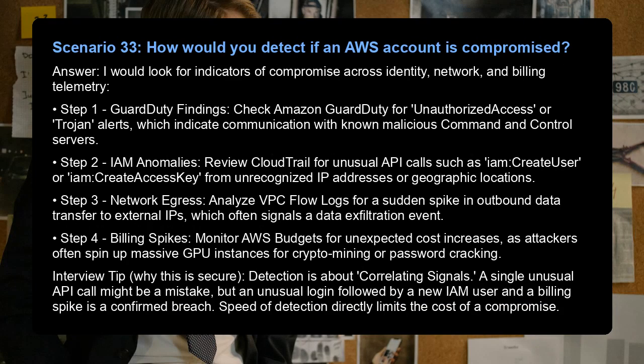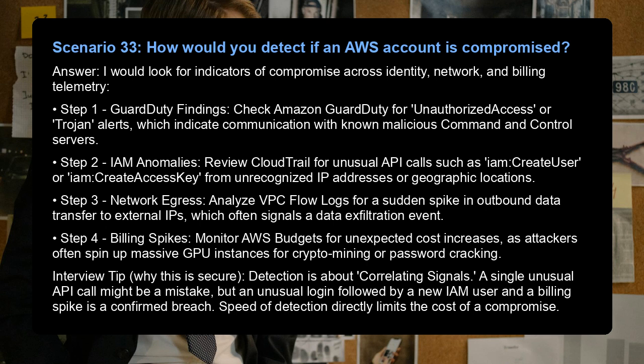Scenario 33. How would you detect if an AWS account is compromised? Answer: I would look for indicators of compromise across identity, network, and billing telemetry. Step 1. GuardDuty findings. Check Amazon GuardDuty for unauthorized access or Trojan alerts, which indicate communication with known malicious command and control servers. Step 2. IAM anomalies. Review CloudTrail for unusual API calls such as iam:CreateUser or iam:CreateAccessKey from unrecognized IP addresses or geographic locations.